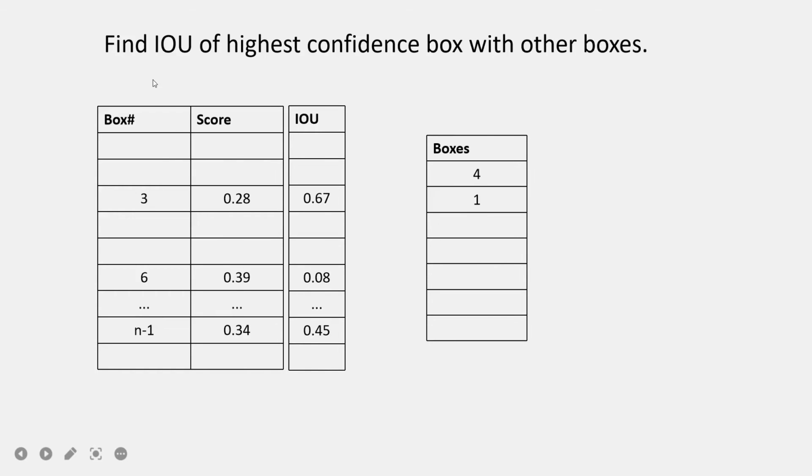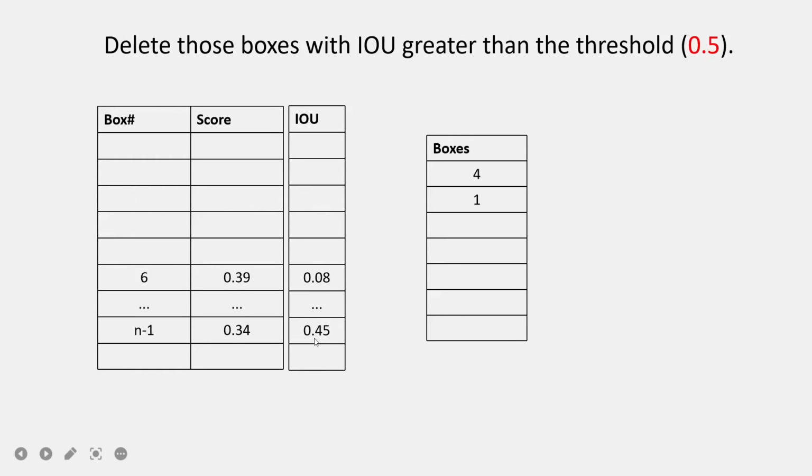Then we go to the next step, that is, find the IOU of the highest confidence box, this one, with all other remaining boxes. So let's say with this the IOU was 0.67, with this it was 0.08, and with this it was 0.05 or 0.45.